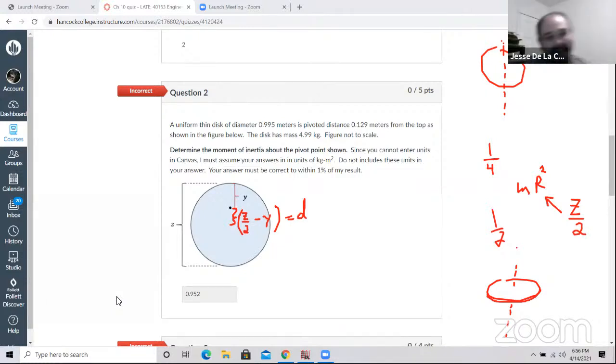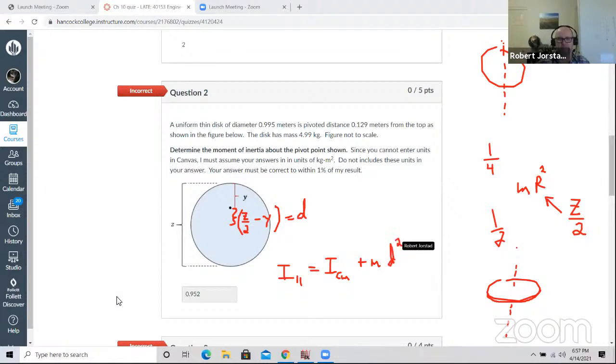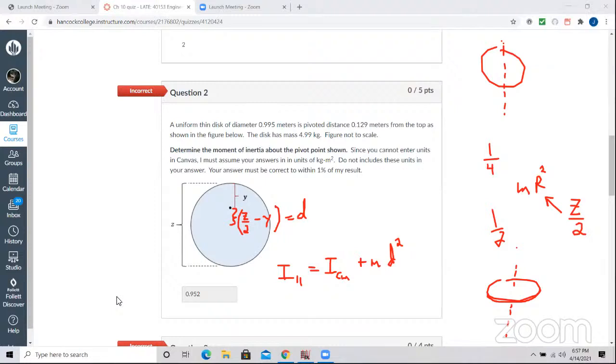So just to be clear, I want to make sure you did I parallel equals I center of mass, plus mass times distance squared. Correct. Oh, that's the formula I should have used for the rod. Exactly. This gives you an idea of how I mix things up. I give one group a rod, I give one group a disc, but the math is essentially the same.